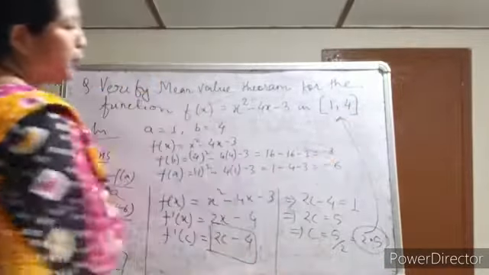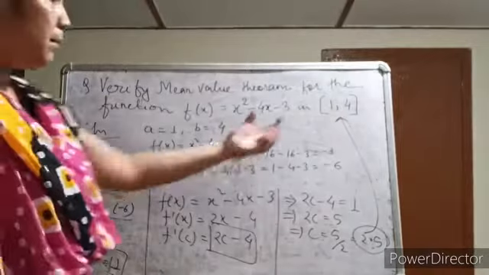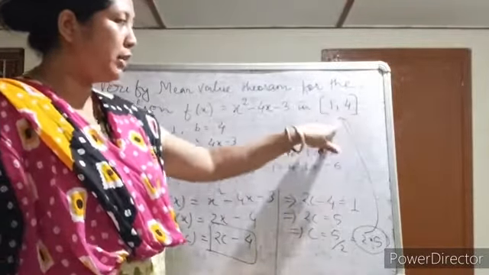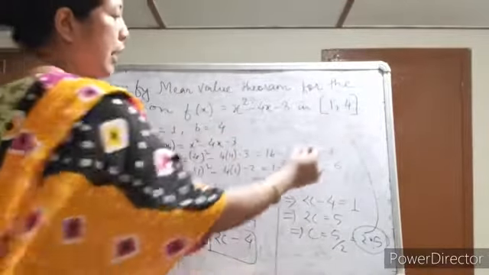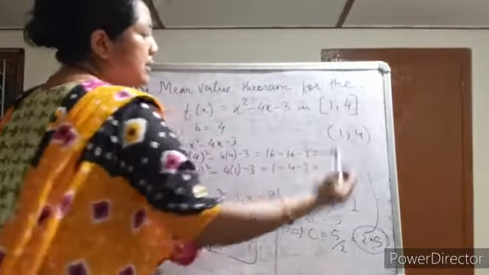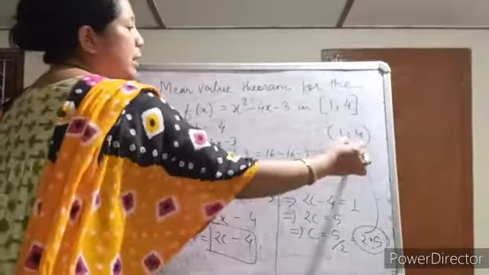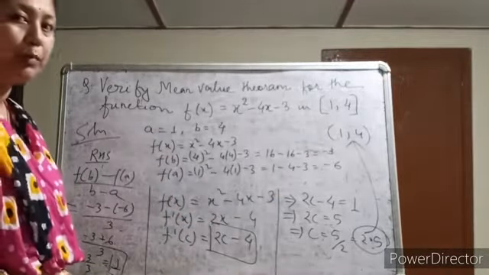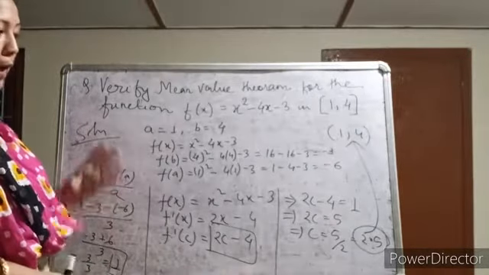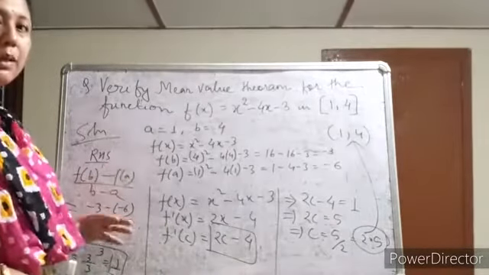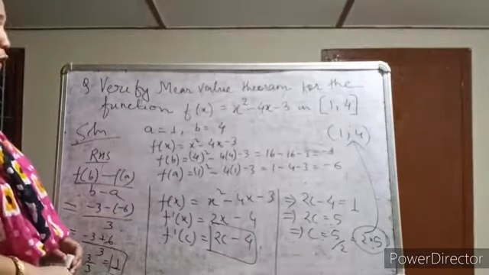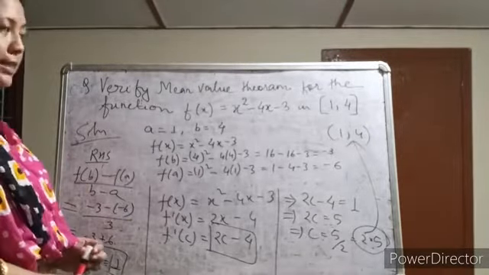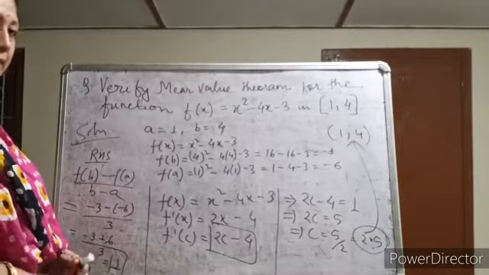So you see 2.5 is belonging, but in the mean value theorem you do not have to check that this 2.5 belongs in the closed interval. You have to show that it should lie in the open interval 1 to 4. Then only our mean value theorem will be verified. So I hope all of you understood the concept of the mean value theorem. So you can do some questions given in your exercise sum for your better practice.